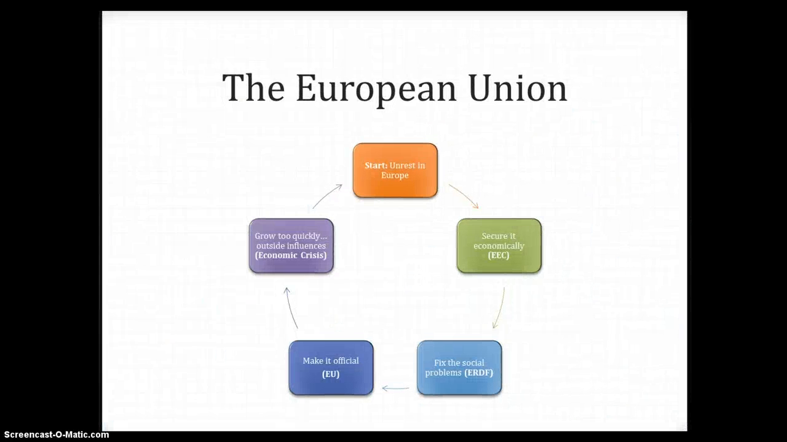depiction. The European Union started with unrest in Europe, and it moved into some sort of economic system that eventually became the EEC. They realized that that was super successful, so they went into a different sort of system, which ended up being the ERDF. And because these social and environmental issues were being dealt with, they decided to take it one step further, and eventually political power became part of what made Europe the European Union.